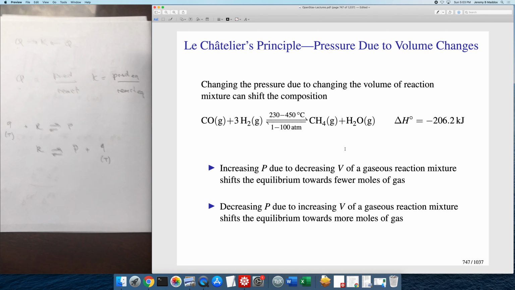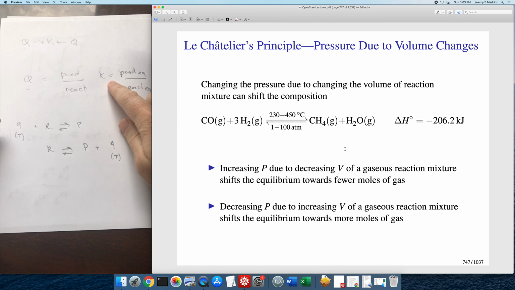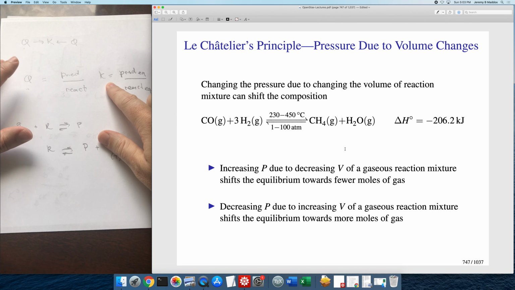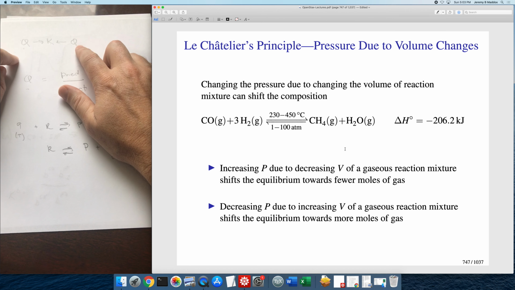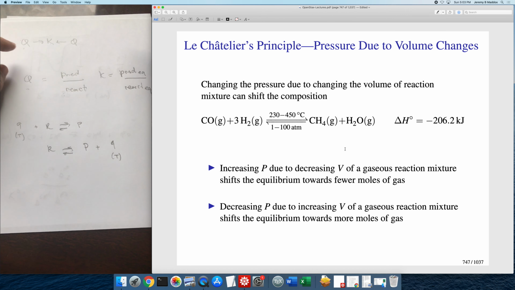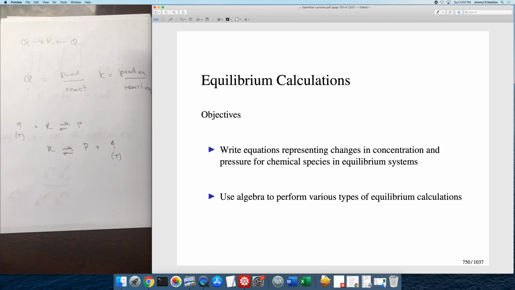For the volume changes, the pressure volume changes, again, that changes Q, not K. K is constant for a given temperature. When you make a volume pressure change, that changes the value of Q relative to K. And so the system needs to respond to get back to equilibrium depending on whether Q became larger or smaller than the equilibrium constant.